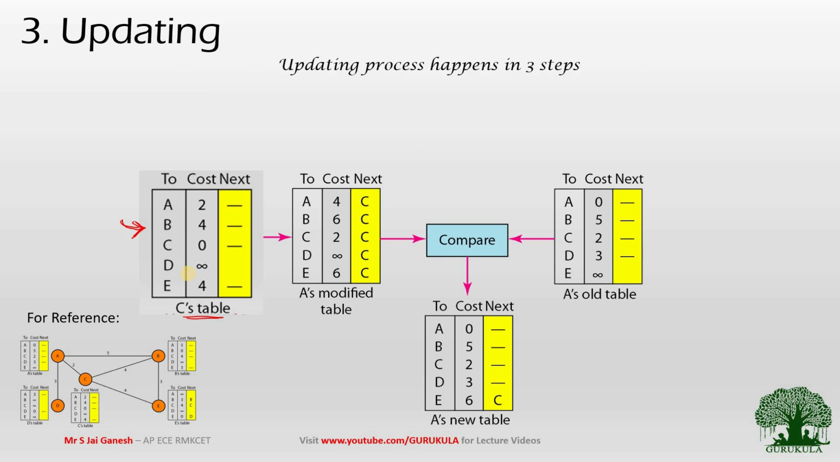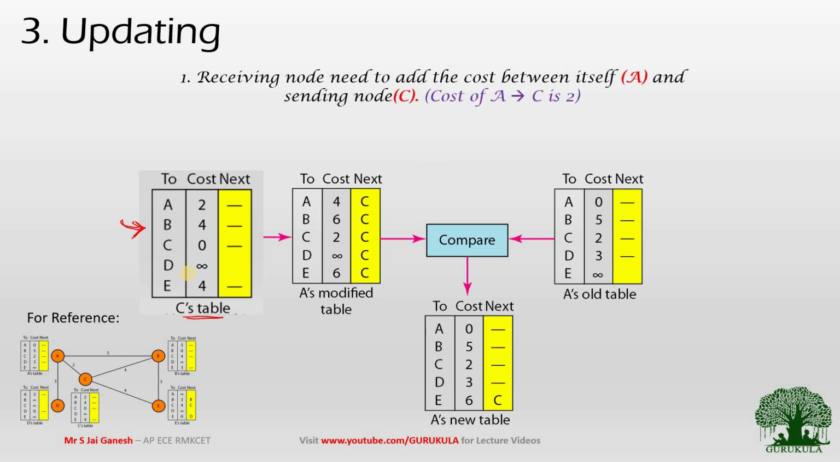So the updating process will be happening in 3 steps. The first step is the receiving node. In our case, the receiving node is A and the sending node is C. Please keep in mind, in our case, A is receiving the updation table from C and A is going to update the table.